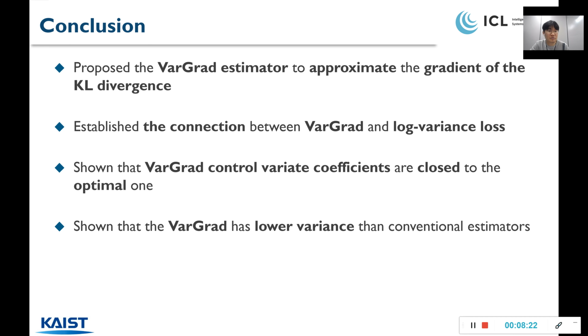Finally, I'll conclude part 1 with a brief summary. In this paper, we proposed VarGrad estimator to approximate the gradient of the KL divergence. We established the connection between VarGrad and log variance loss. It is shown that VarGrad control variate coefficient are close to the optimal one. It is also shown that the VarGrad has lower variance than conventional estimators.